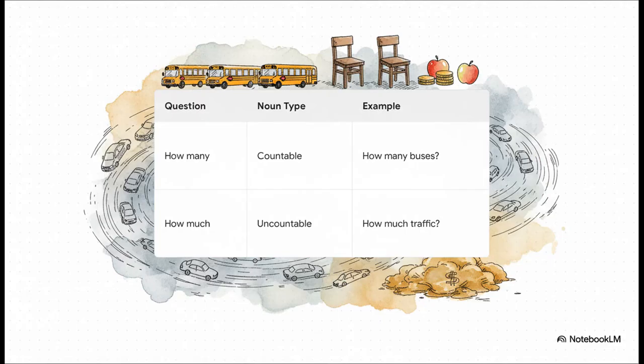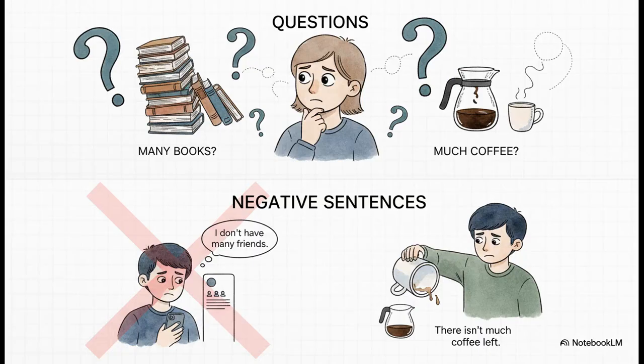For things you can count, our countable nouns, you ask, how many? How many buses? How many people? But for uncountable stuff, you use how much traffic? How much sugar? It's a perfect match. Many for countable, much for uncountable. So much and many are perfect for talking about big amounts, especially when you're asking questions. They are also your go-to words for negative sentences. For example, I don't have many friends here, or there isn't much time left. So for questions and negatives about large amounts, they're definitely your best bet.